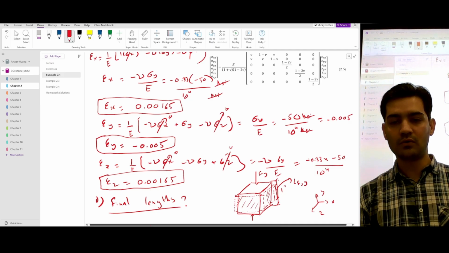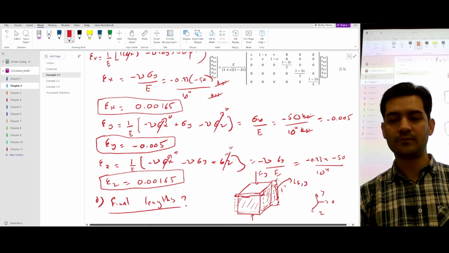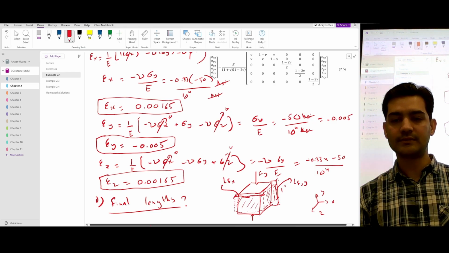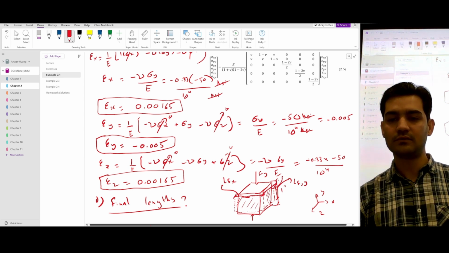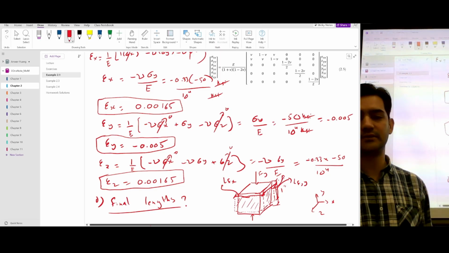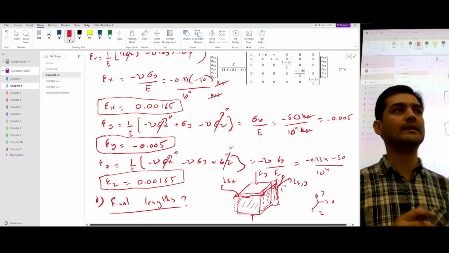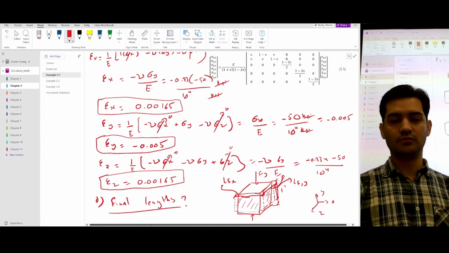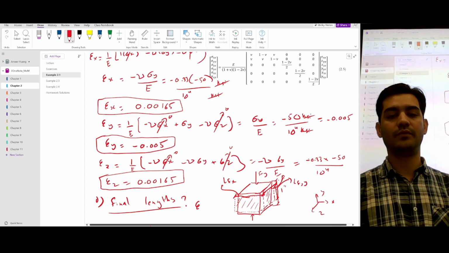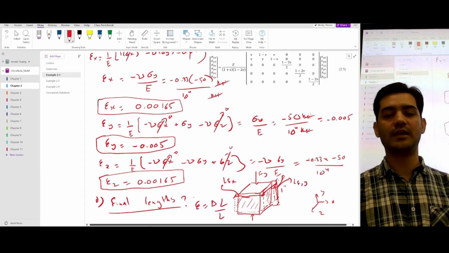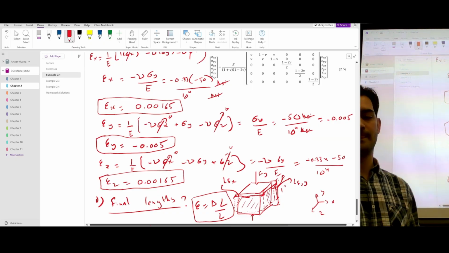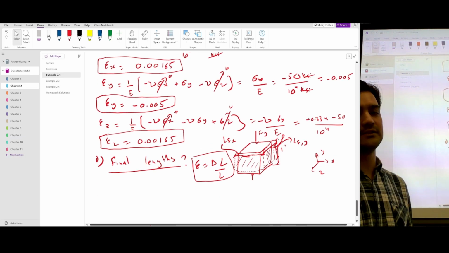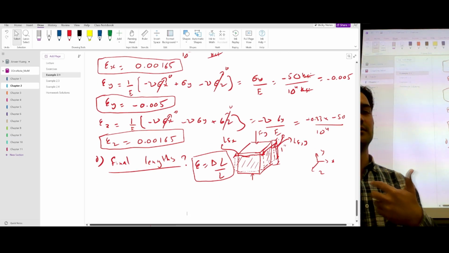And we also want to know this final length along x direction. And we also want to know this final length along z direction. So how can we know the final length? We know the formula for strain, which is change in length divided by the original length. That's the formula for strain. And we have already calculated the strains. So from strains, we can calculate the final length.